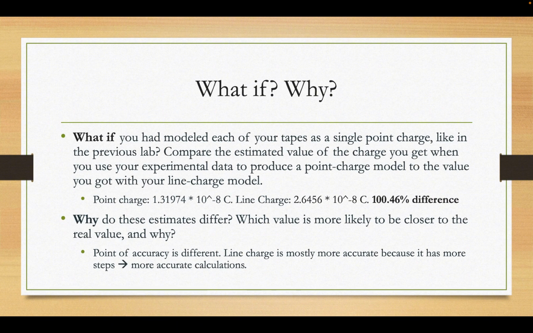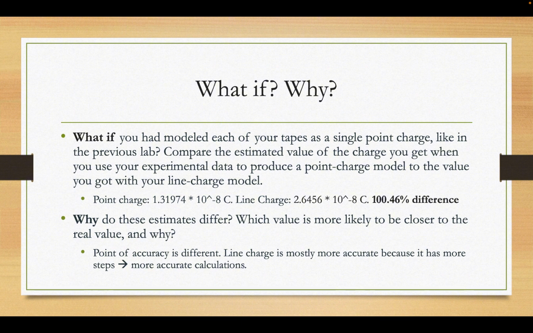What if and why questions. So it says, what if you had modeled each of your tapes as a single point charge like in the previous lab? Compare the estimated value of the charge you get when you use your experimental data to produce a point charge model to the value you got with your line charge model. So our point charge model was 1.32 times 10 to the negative 8 coulombs, and our line charge was 2.65 times 10 to the negative 8 coulombs. Here we can see that if we calculate the percent difference, it's about 100.46% difference, which is pretty significant. And those are our comparison values.